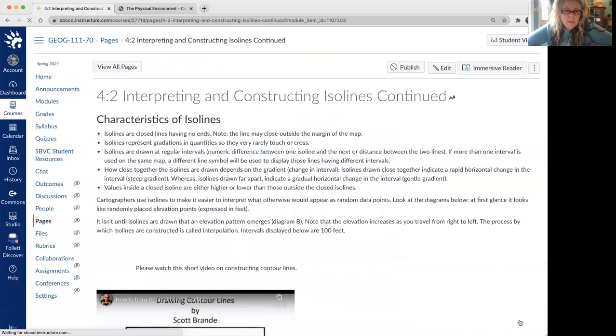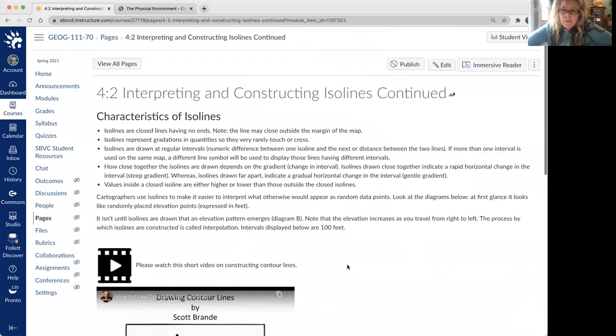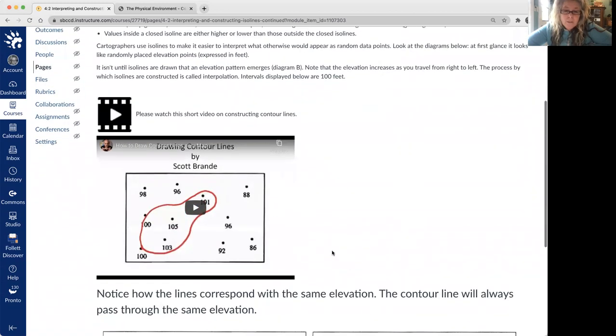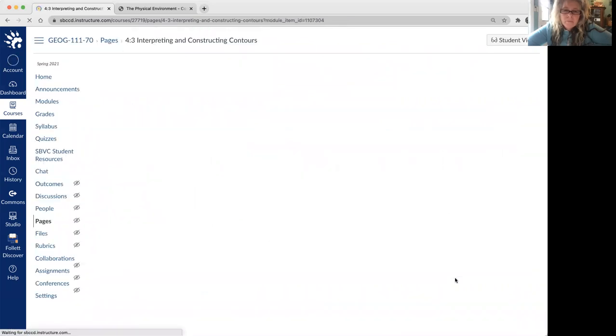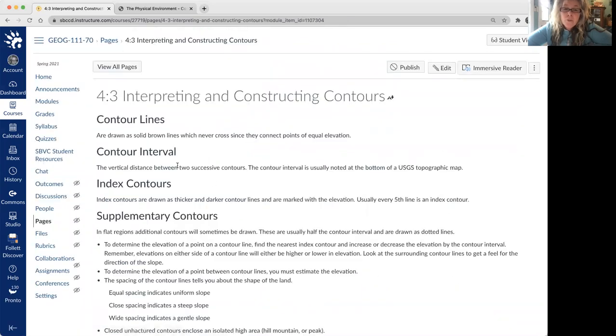Let's keep going to the next page. Be sure to read all of this information. Watch the video on constructing contour lines and connecting points of equal elevation. This is also a diagram. These are both the same. This one just has the lines drawn on them. Be sure to read all of these. These are going to be very important to complete the assignment.